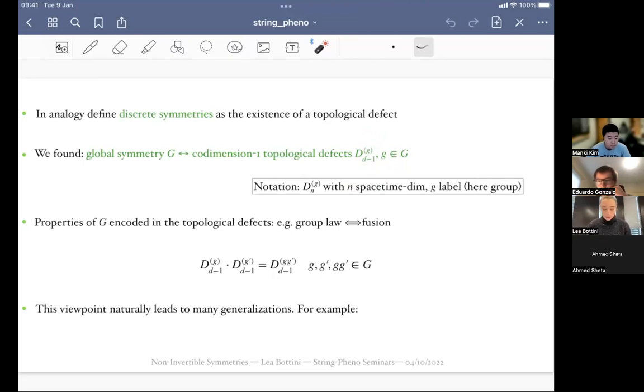All the properties of this symmetry G can be encoded in the corresponding topological defects. For example, the group law corresponds to fusion. You can take two of these defects parallel and stack them together, and the defect that you produce carries a label g g', which simply follows group multiplication in G. This viewpoint of symmetry is very useful because it immediately leads to a lot of generalizations of the concept of symmetries.